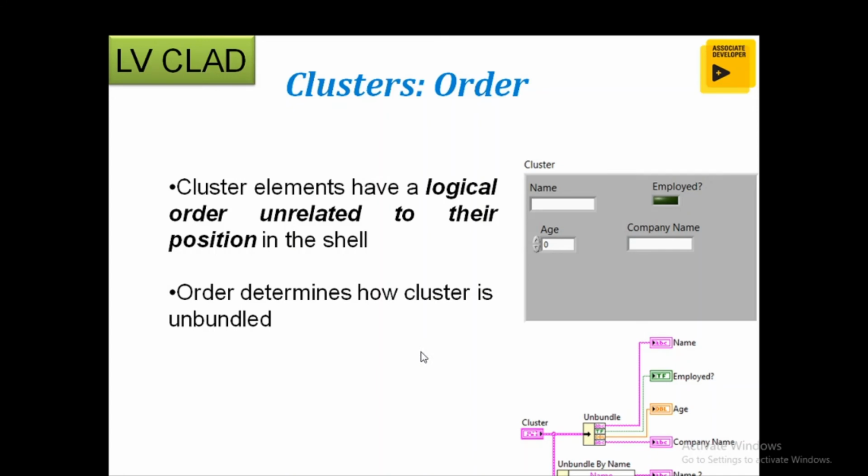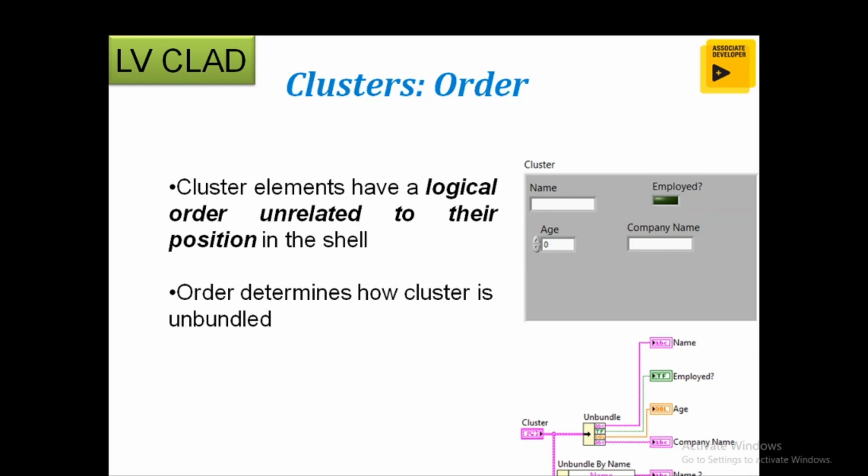And cluster order, there will be some logical order to be followed, like in the cluster how you are going to place the front panel elements, control or indicator. Based on that alone, the unbundle by name order will be there, and the data type name also will be there. For example, in this cluster, I placed the very first one as name, secondly employed, then third one is age, then company name. This is the order I followed. Based on that alone it is coming, it's not left to right or right to left. Only the order in which you have placed the items, which one is first, which one is second, will be followed.